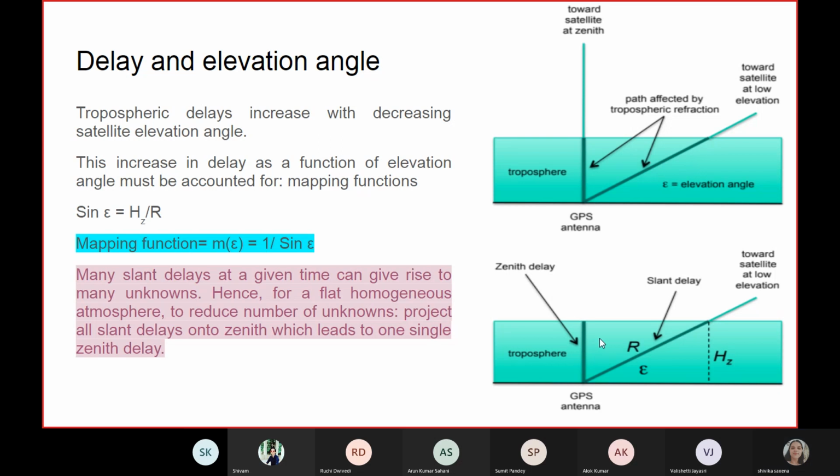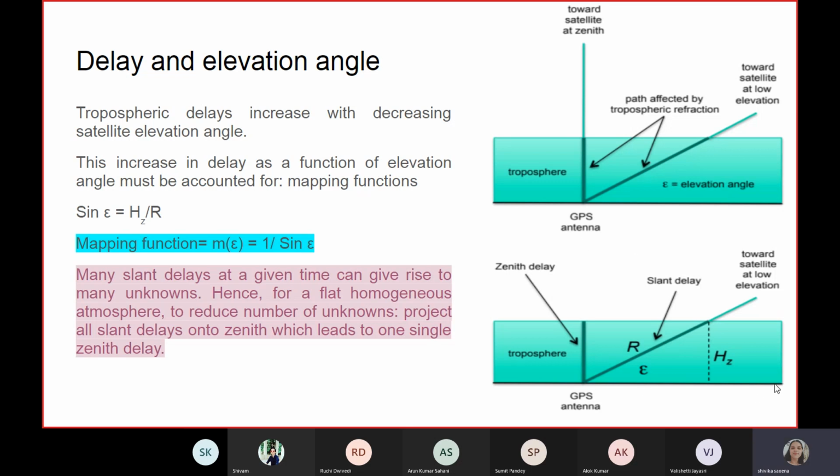Okay, you can see here it is written, this vertically straight line is zenith delay, this inclined line is known as slant delay. This angle here is known as the elevation angle of the satellite. When the satellite is here at this point, this is the horizon, the satellite will rise like this towards the zenith.